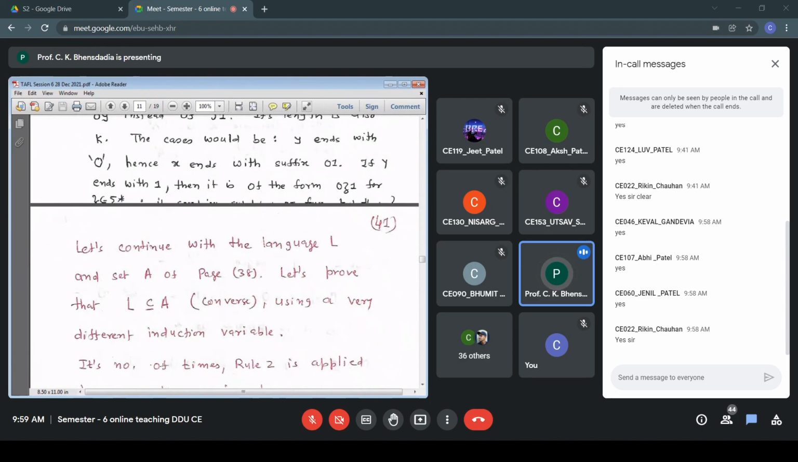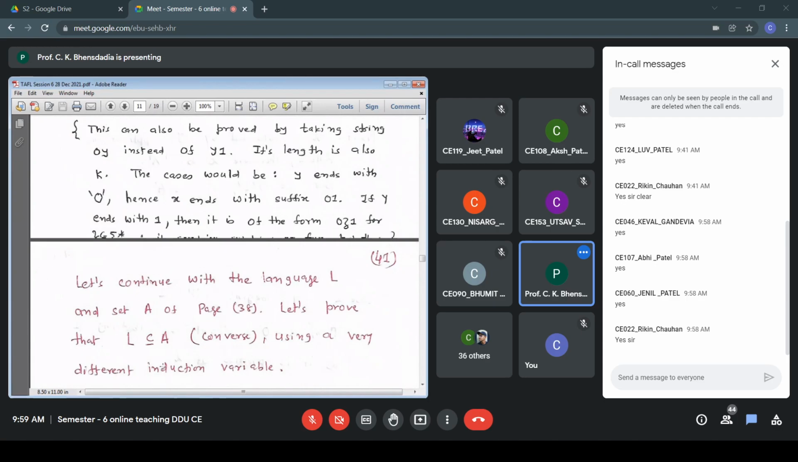Fine. Next, language L. Let's prove that L is a subset of A using a very different induction variable. Language L, we recursively defined language L. A was of the form 0 raised to i, 1 raised to j, i greater than or equal to j greater than or equal to 0. Earlier we have proved A to be a subset of L.